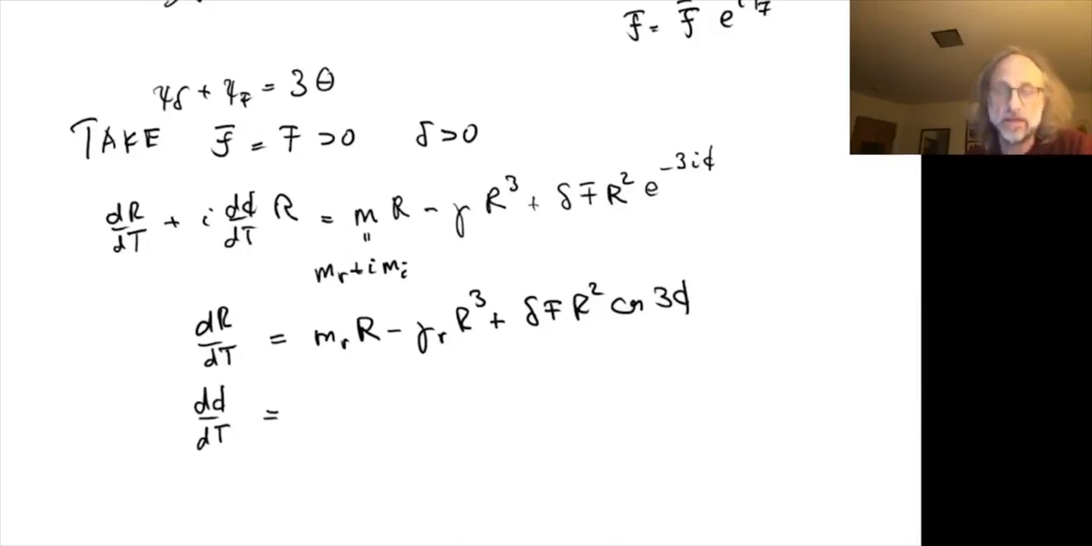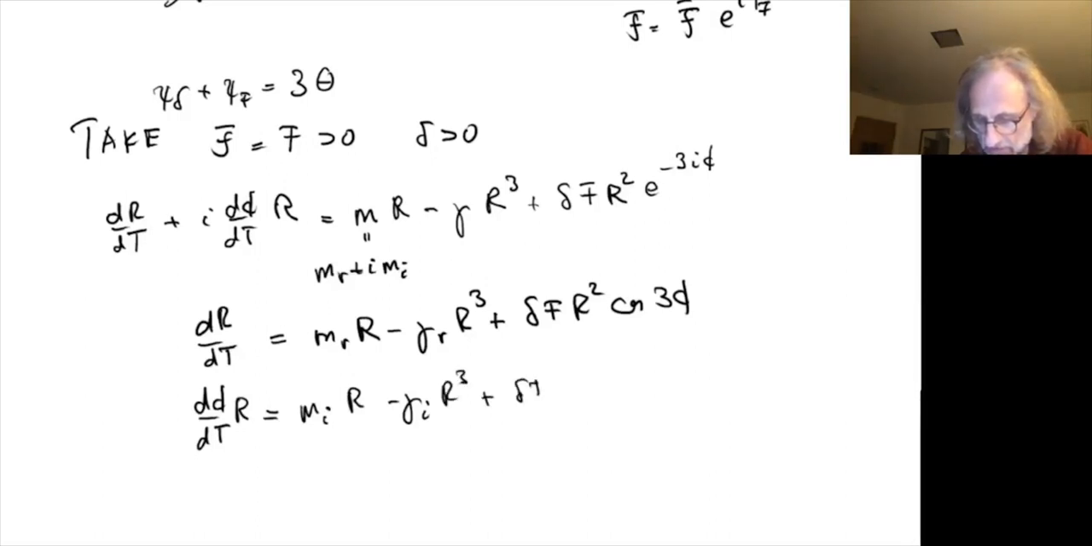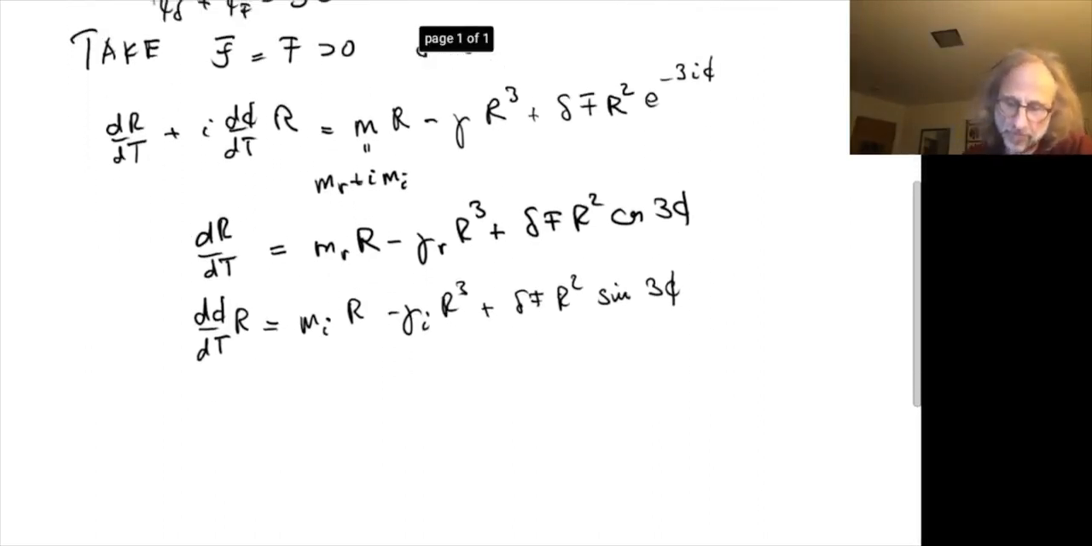Maybe I shouldn't do that yet. Let me keep the r. So I have mu_r r minus gamma_I r cubed plus delta f r squared sine 3 phi. Okay. So we're looking for fixed points. Well, not necessarily fixed points. Let's see. Fixed points would be easy. Is that all we want? Let's think about that.